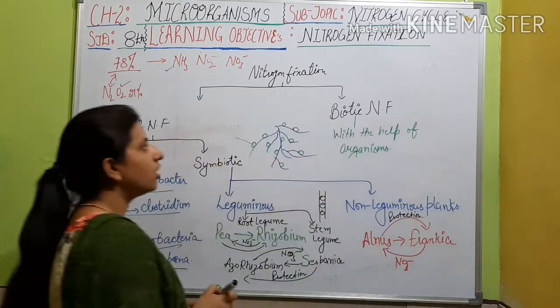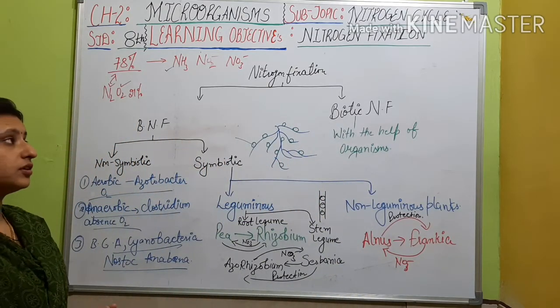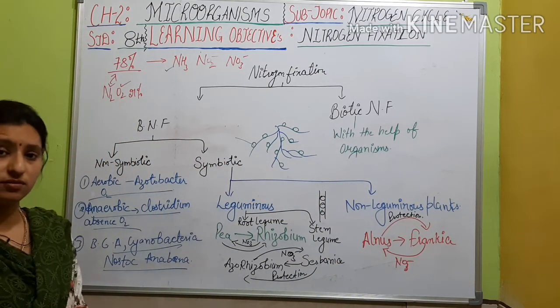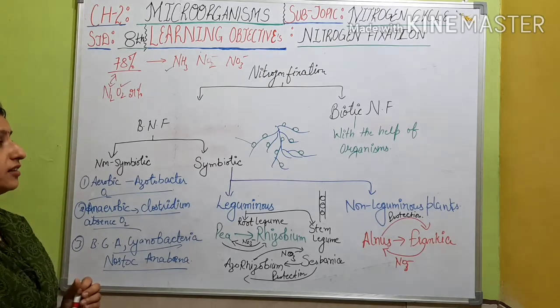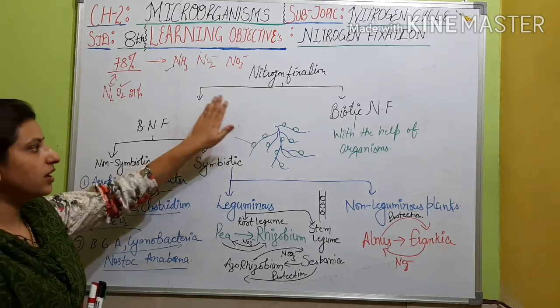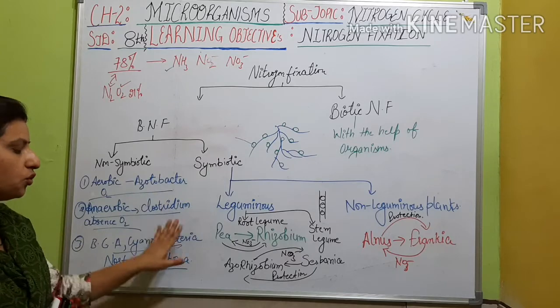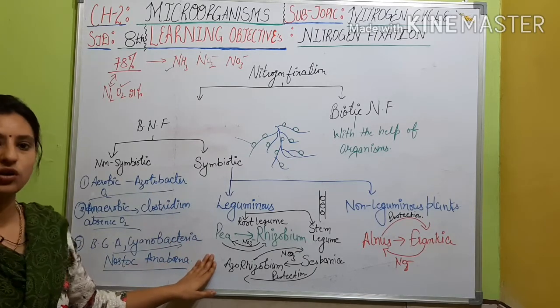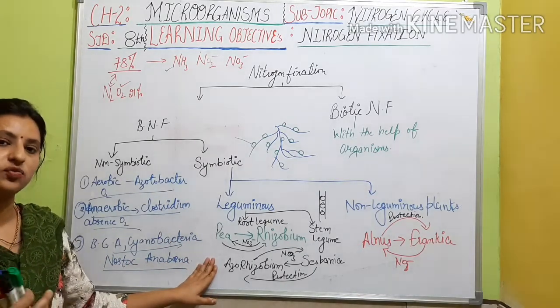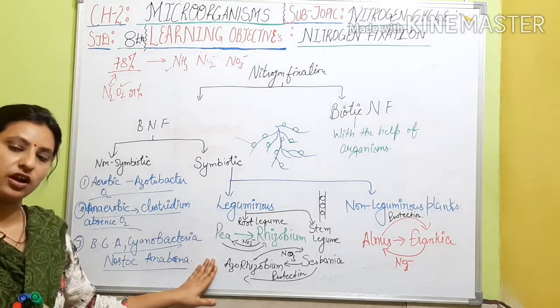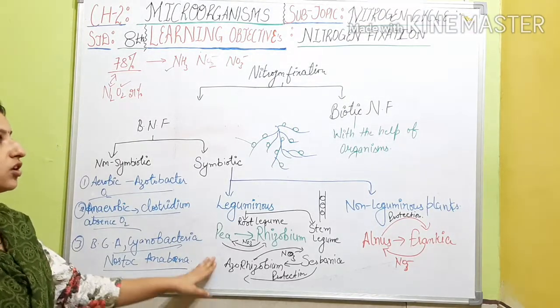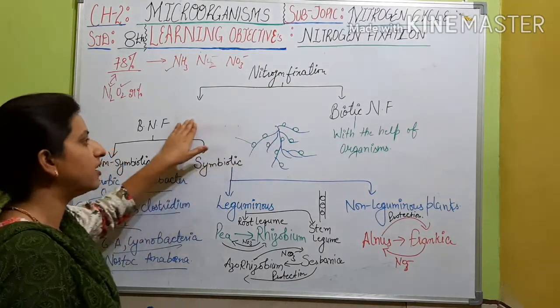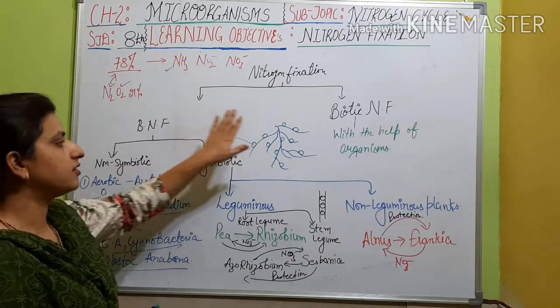So this is all about the process of nitrogen fixation. I know it's a somewhat lengthy process, but to understand all the things we have to go like this, then only we will be able to understand how atmospheric nitrogen is fixed by the different kinds of organisms under different categories. So nitrogen fixation was divided into two parts: abiotic factors and biotic factors.